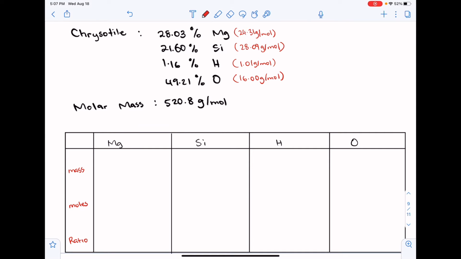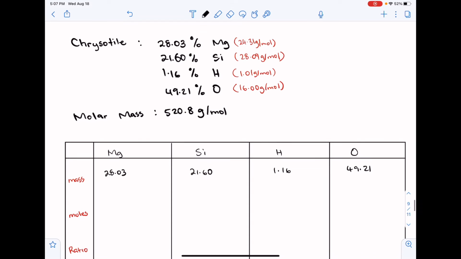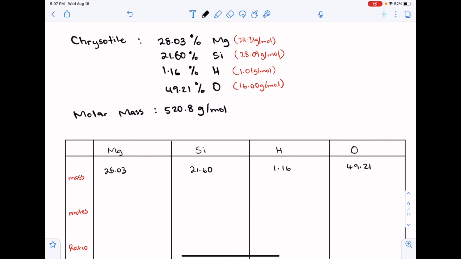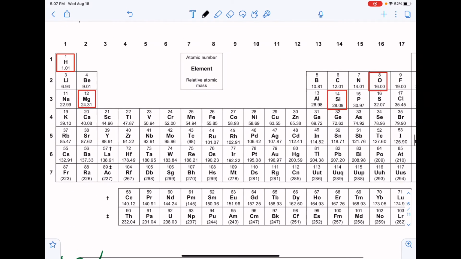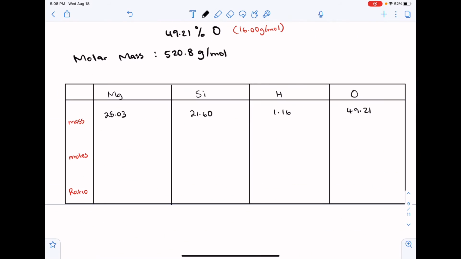So if we have 100 grams of chrysotile, then 28.03 grams of it is magnesium. And silicon will be 21.60, hydrogen is 1.16, and oxygen is 49.21. And then the next step is we convert to moles. And remember, to convert to moles, you divide the mass by the molar mass. I have already chosen the 4 elements of interest. So now we convert the mass to moles.